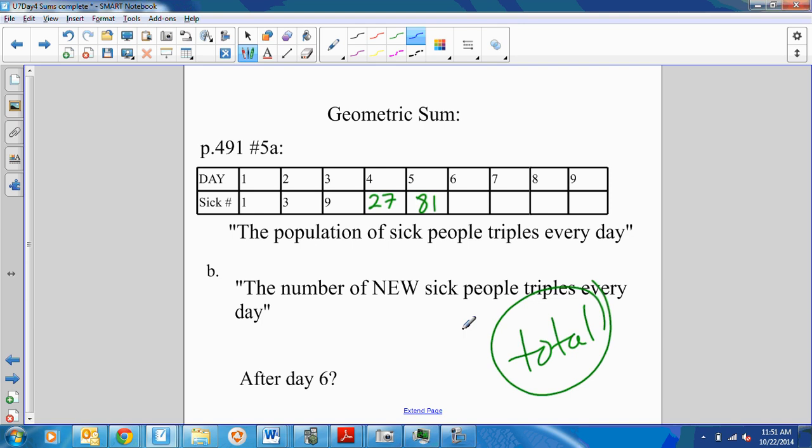Here's a situation: the population of sick people triples every day. Oh no. So we go from 1, now there's 3 people sick, now there's 9 people, 27, 81, and so forth. But for a sum idea, the question might be that the number of new sick people triples every day, which means we need the total of sick people after that amount of time.